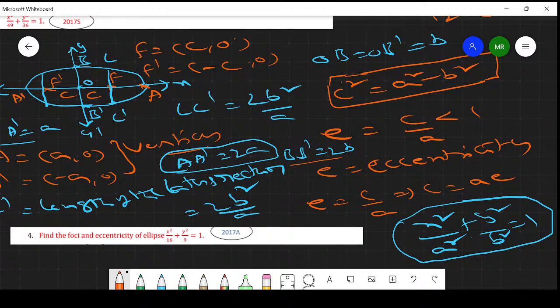You understood this one. BB' is 2b, called the length of the minor axis. Remember, AA' is called the length of major axis, and BB' is called the minor axis. Here the x-axis is called the major axis and the y-axis is called the minor axis, but the length of the major axis will be 2a and the minor axis 2b. That you can remember.